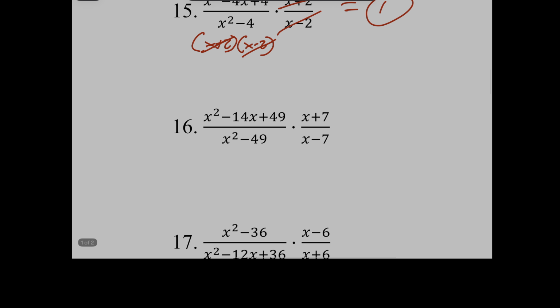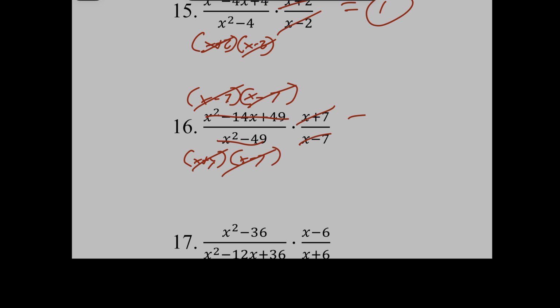Okay, here we go. So 2 parentheses, and I see this as x and x. Third term is positive, signs are the same. Take the sign of the middle, what multiplies to 49 and adds to 14? 7 and 7. This is a difference of two squares, so we're going to get x plus 7, x minus 7. And now we're just going to cancel away. X plus 7, x minus 7, 1.